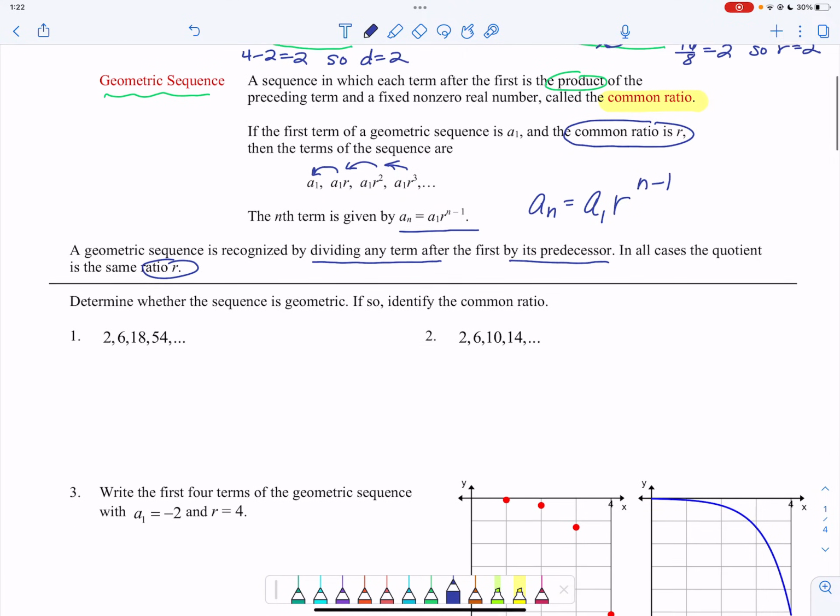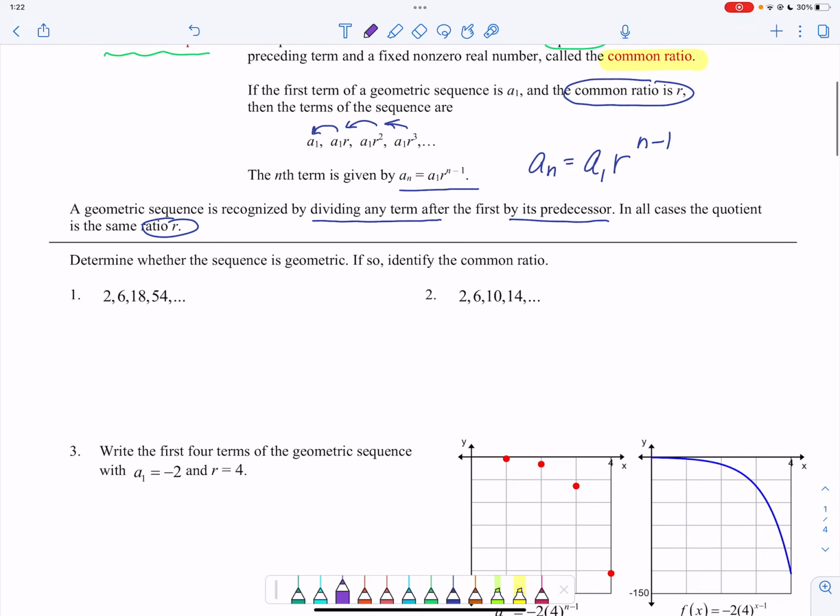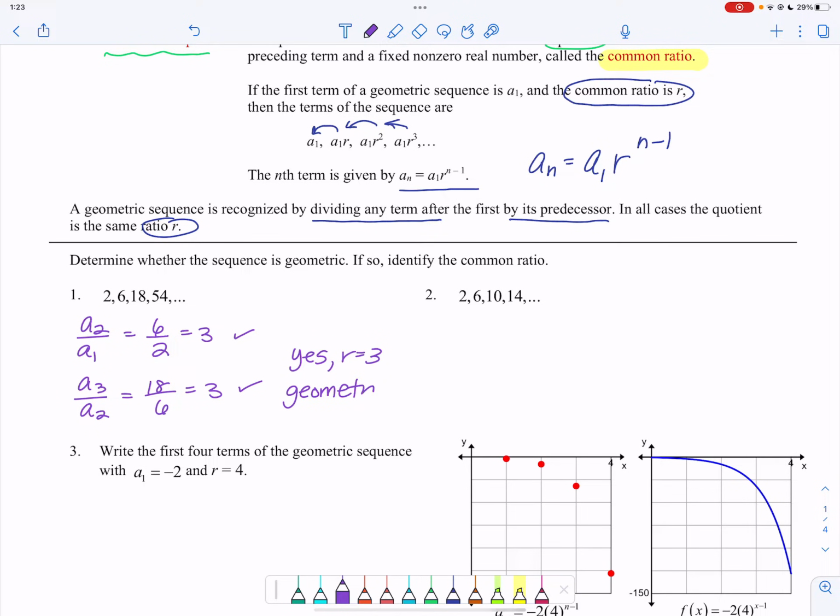Okay, let's take a look at number 1 and 2. Here we're going to determine whether the sequence is geometric or not. So we're going to do what we said. We're going to take a future term and divide it by a preceding term. So we will have 6 divided by 2, and that's equal to 3. Let's try the third term divided by the second term. 18 divided by 6 is 3. So yes, R is 3. So this is geometric. And you could check the next term also. You can see 54 divided by 18 is 3.